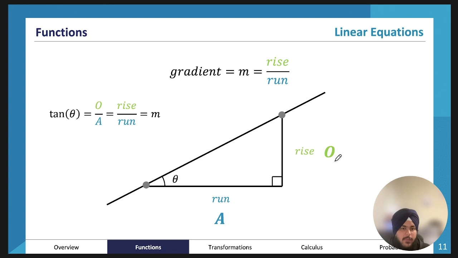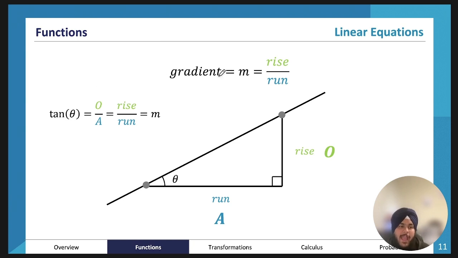Okay, so here is another way of thinking about the gradient, which is tan theta. We will come back to circular functions a bit later on, but as you might remember, tan theta is equal to opposite over adjacent. If we have an angle over here, the opposite is going to be the rise, whereas the adjacent is going to be the run. So tan theta is opposite over adjacent, which is rise over run. And we know that rise over run is equal to the gradient, or the m value. That's why tan theta is often equal to the gradient.